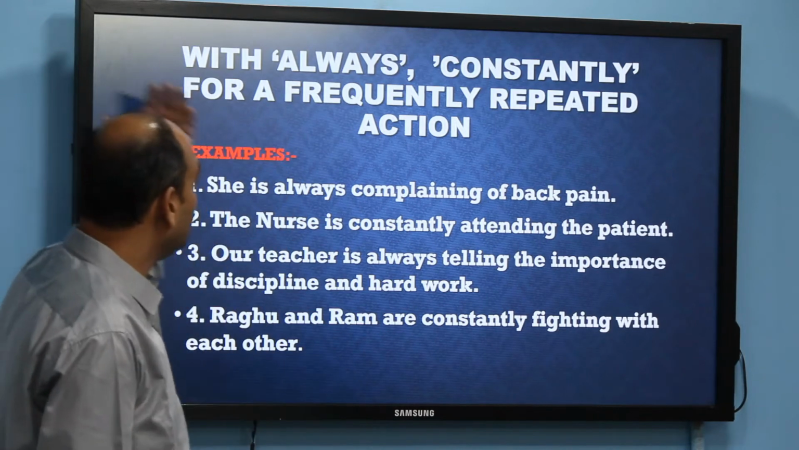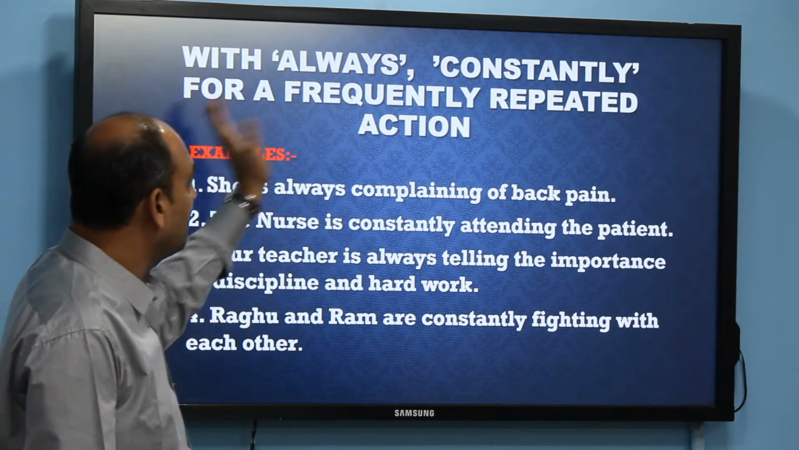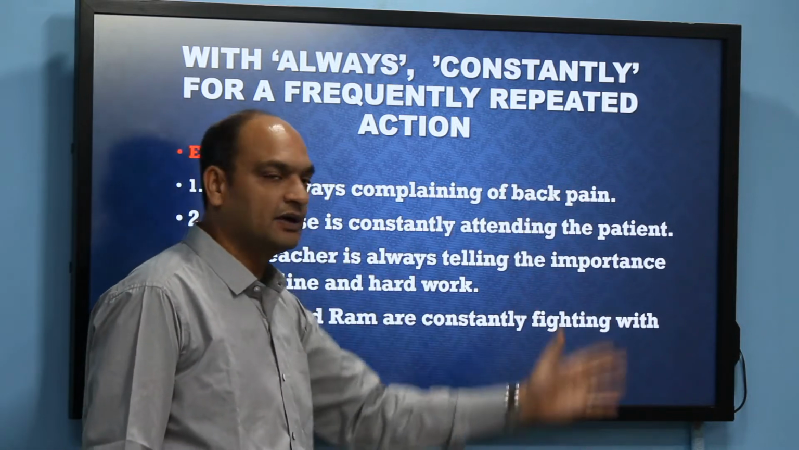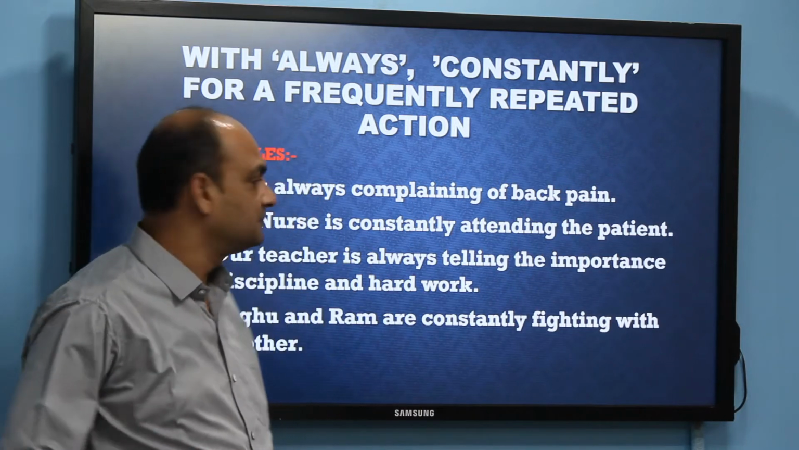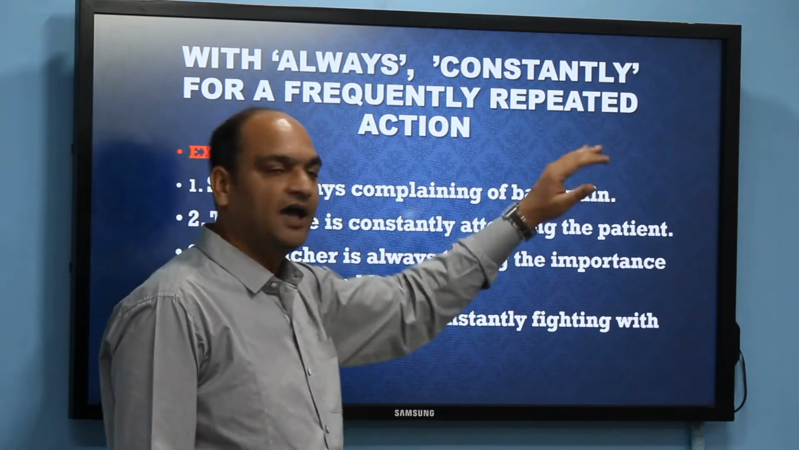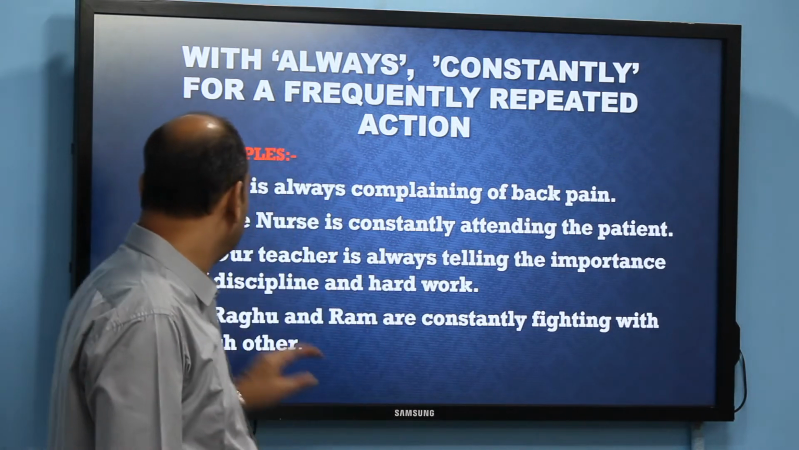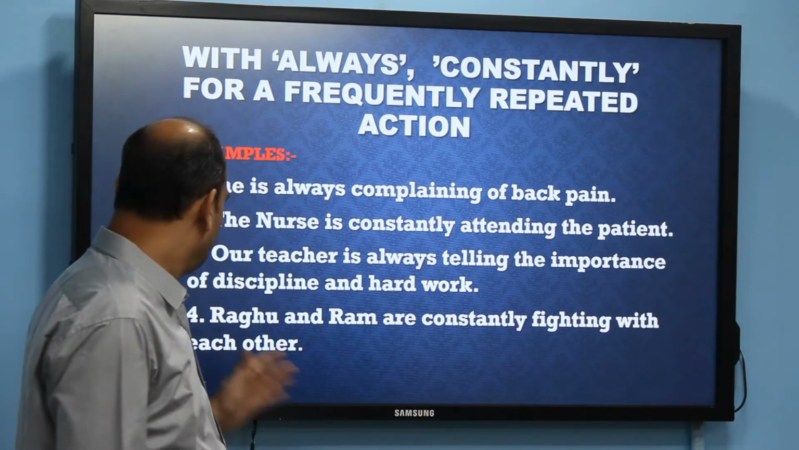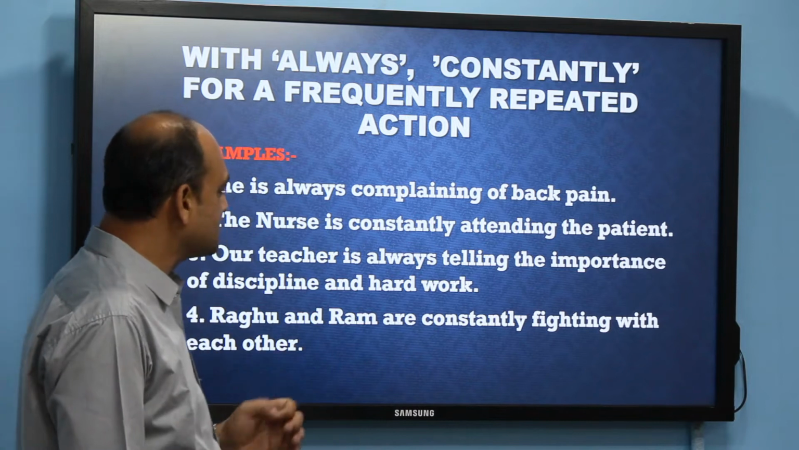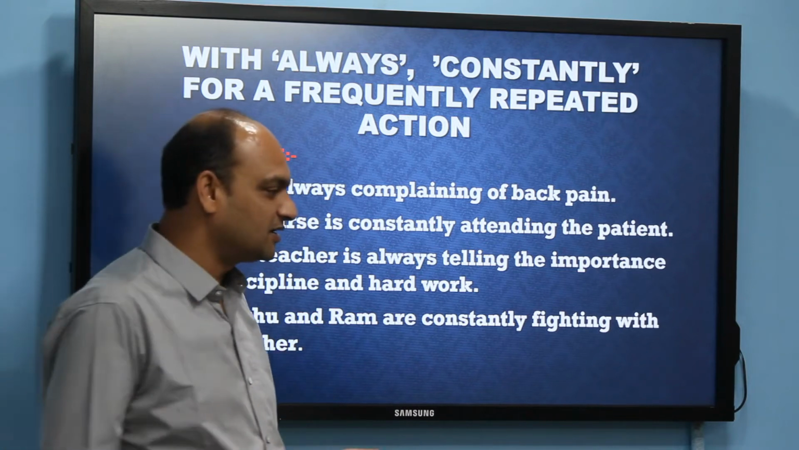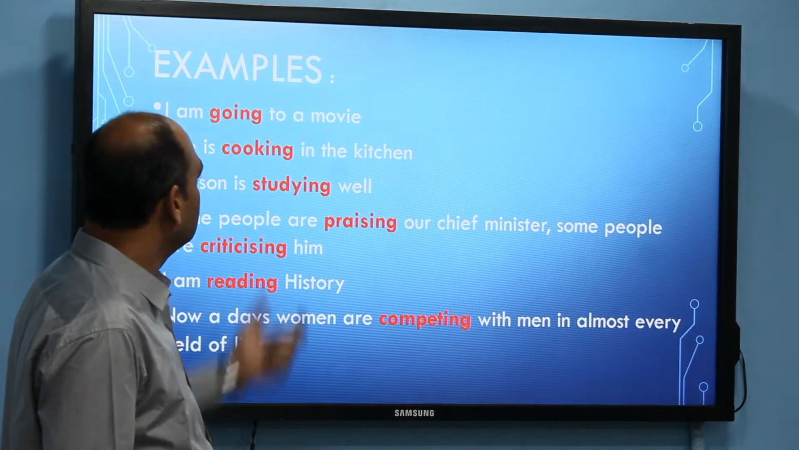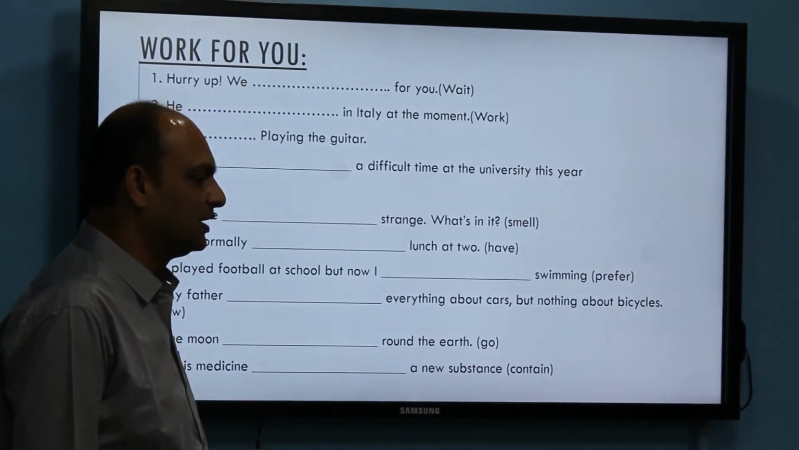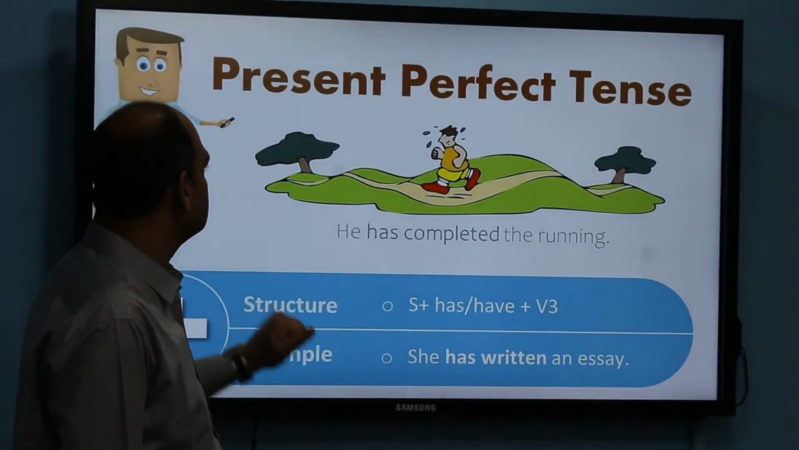So we have seen that with always and constantly also, we have frequently repeated actions, and here are examples for that. She is always complaining about back pain. The nurse is constantly attending the patients. Our teacher is always telling the importance of discipline and hard work. And Raghu and Ram are constantly fighting with each other. Here are some examples, followed by work for you, and then the solutions for this.